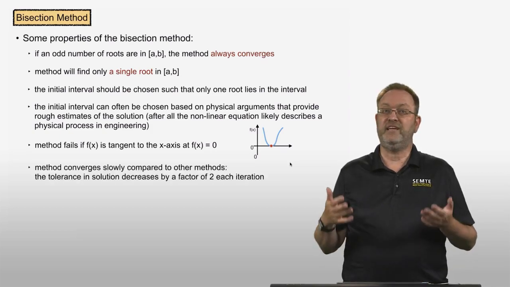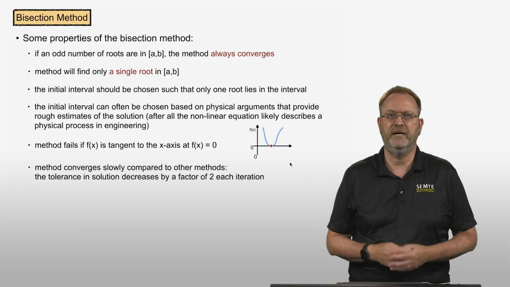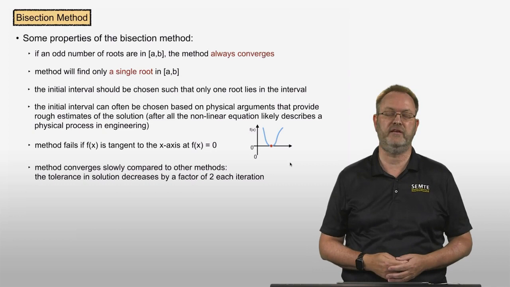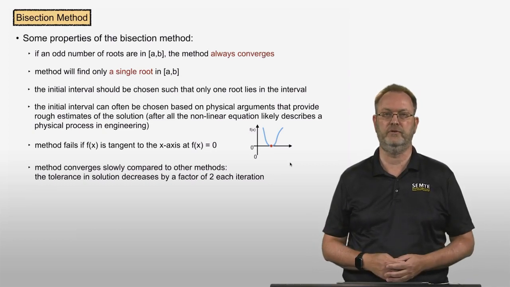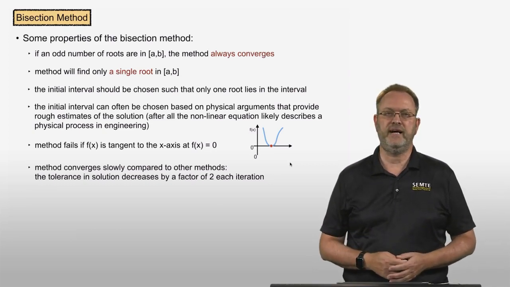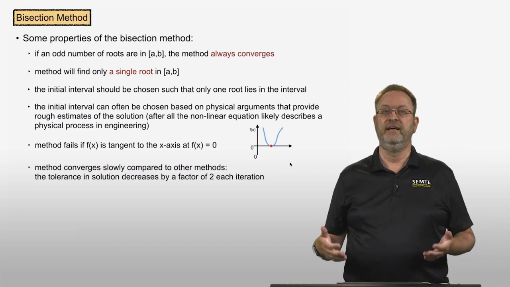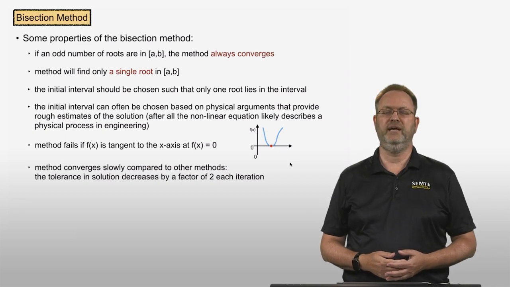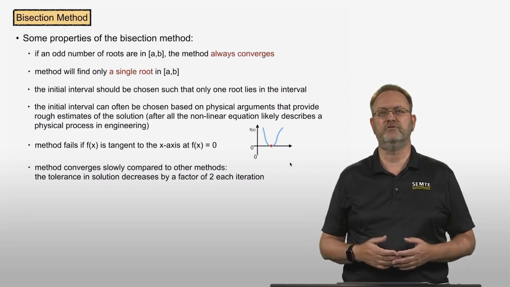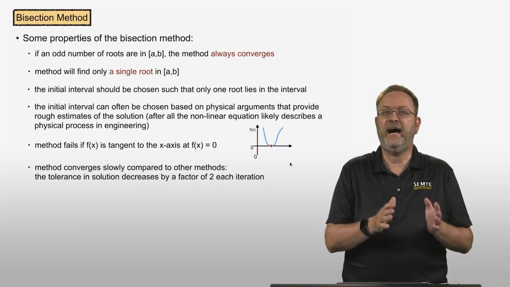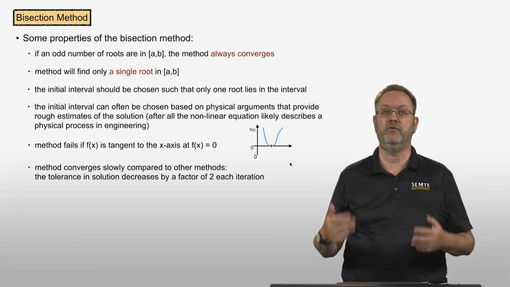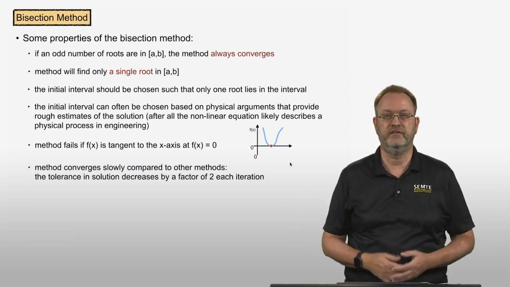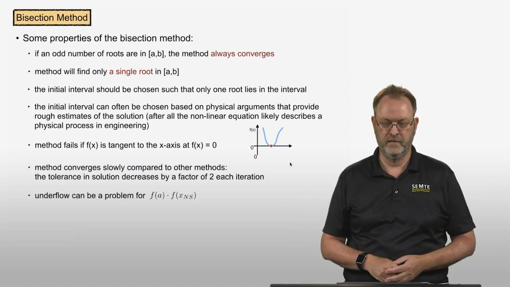Now, the method is guaranteed to find a solution, but it converges relatively slowly compared to the other methods that we will talk about later on in the module. And you might have noticed in the example that the tolerance in solution is always decreasing by a factor of 2 each iteration. That is logical because we are always looking at half of an interval to find our new subinterval, and that always divides the size of the interval by a factor of 2.